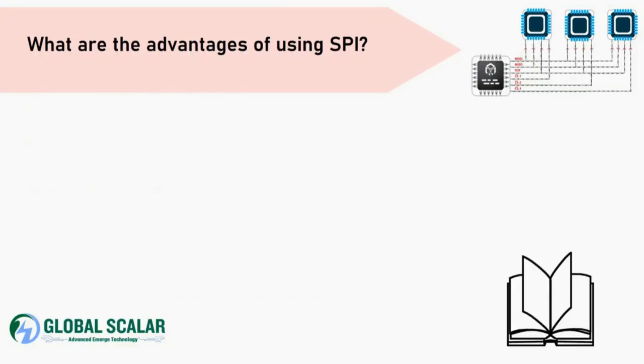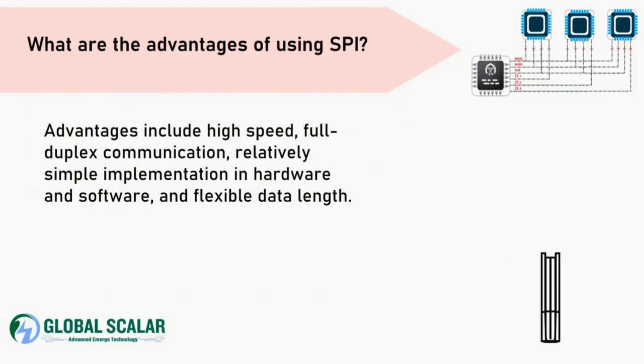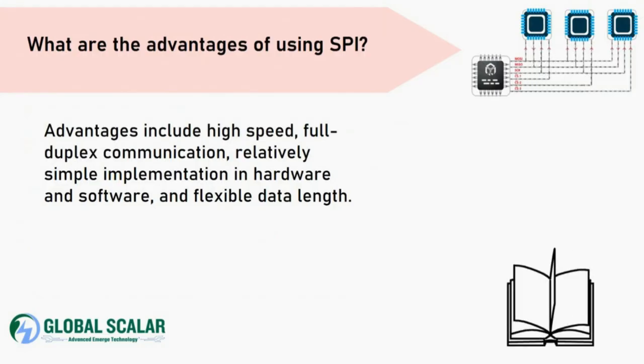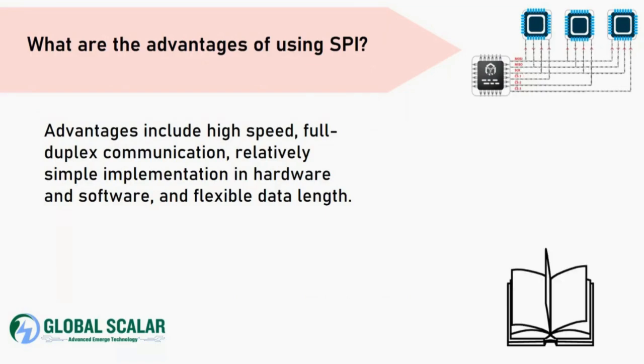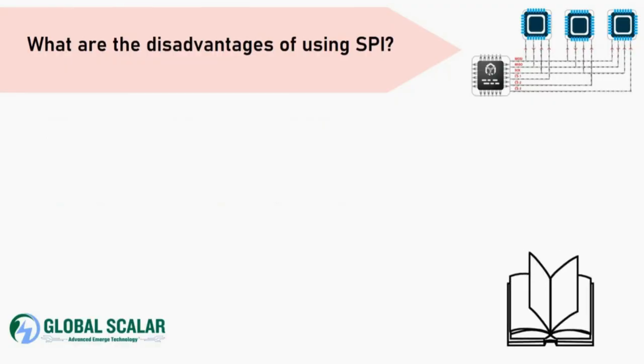What are the advantages of using SPI? Advantages include high speed, full duplex communication, relatively simple implementation in hardware and software, and flexible data transfer. What are the disadvantages of SPI?